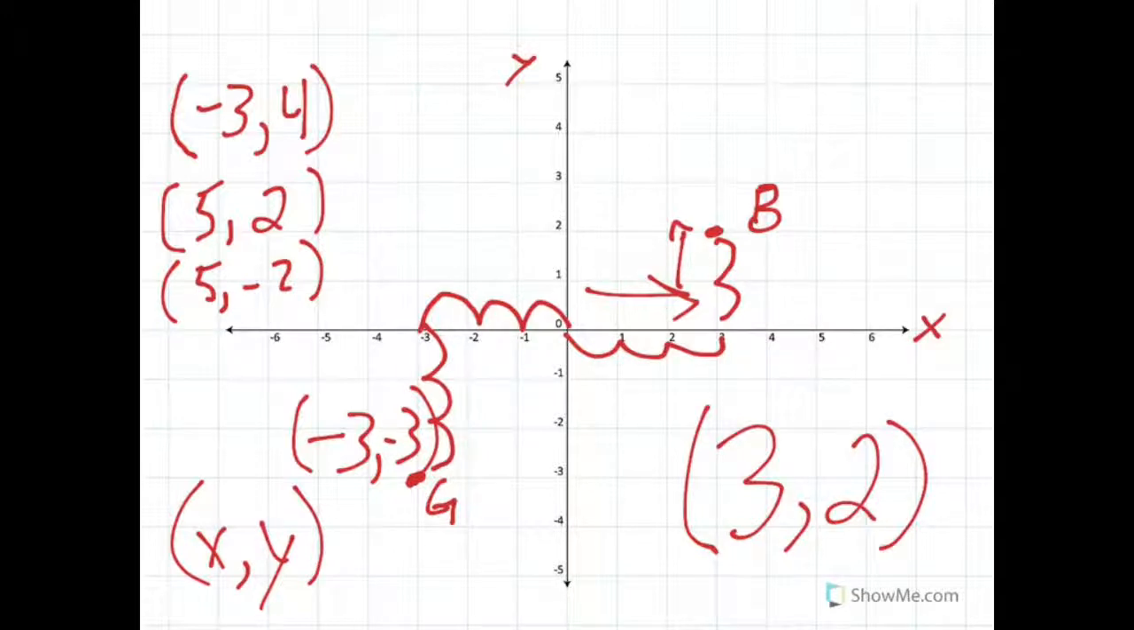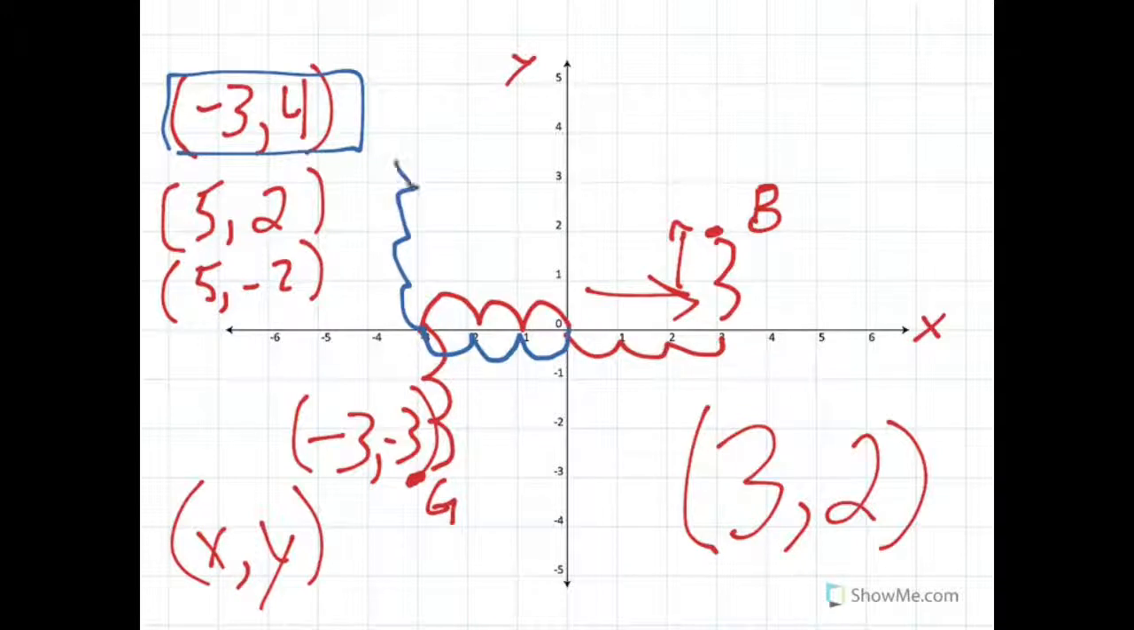Now, if I said, would you please graph negative 3, 4? You would go left 1, 2, 3. Up 4 would be 1, 2, 3, 4. And you would graph the spot right there. If I said graph 5, 2, 1, 2, 3, 4, 5 on the x-axis, 1, 2 on the y-axis.